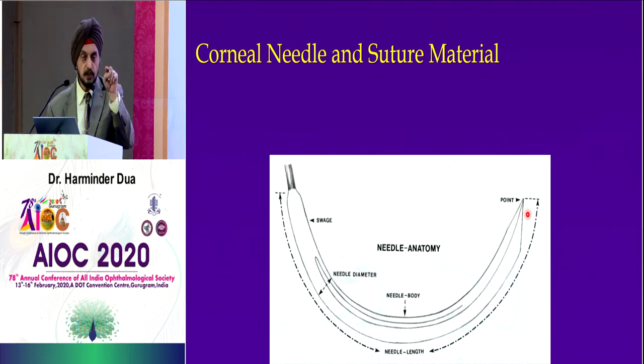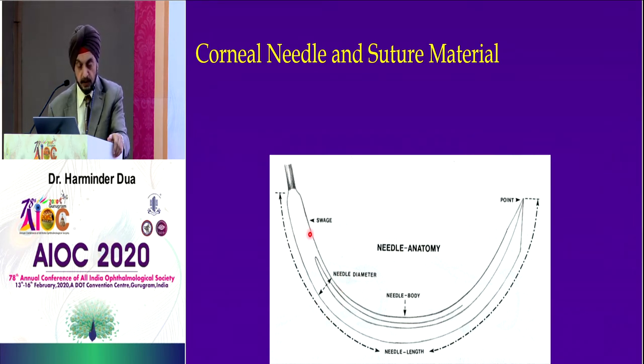You don't want a reverse cutting needle. You don't want a sharp edge to the back of the needle, because when you pass it through at a certain depth, it will probably go deeper and make a cut in the cornea which is vertically higher or taller than you intended. So where the needle starts to become flat, just beyond the swage of the needle, is where you will hold it with your needle holder.